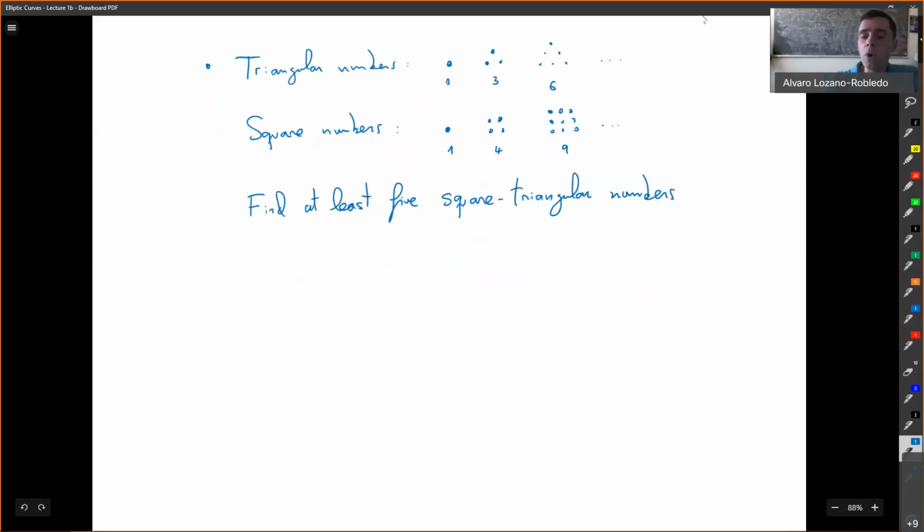So numbers that are both triangular and square at the same time. And of course, you can Google this and find them very easily, but the challenge is for you to find them yourself. What equation do you have to solve? And then you'll see that what you have to solve is you're finding points on a conic, but this time you're finding integral points on the conic.